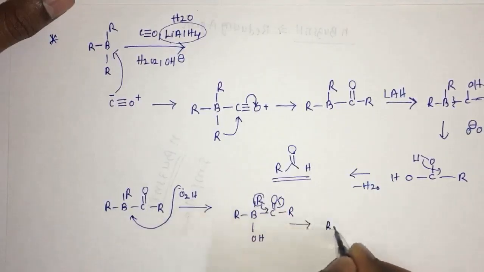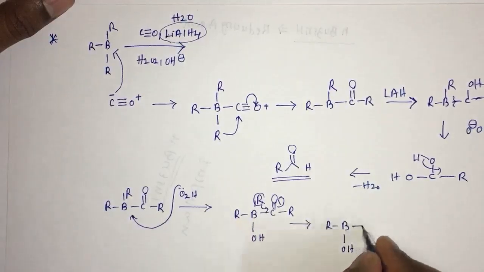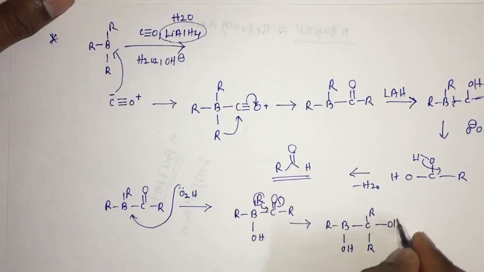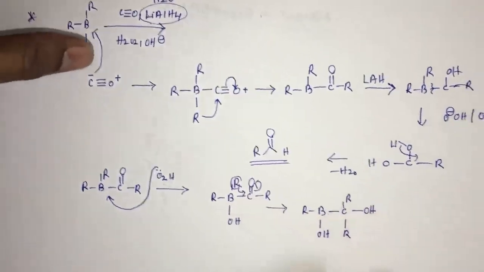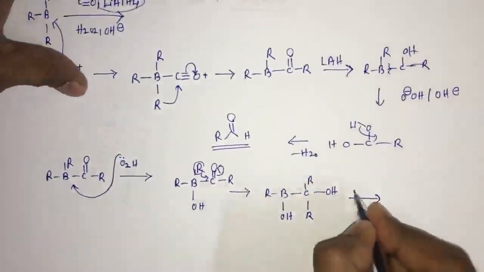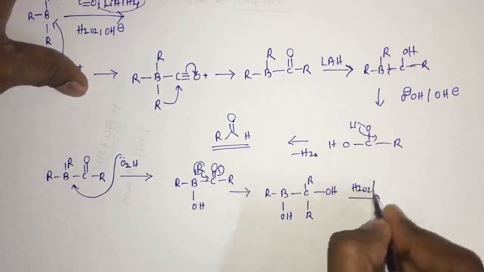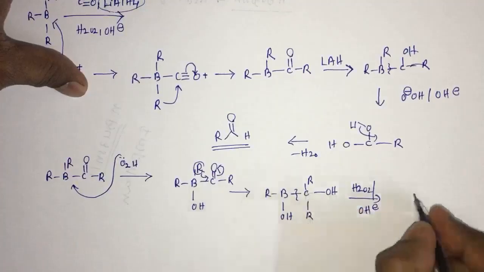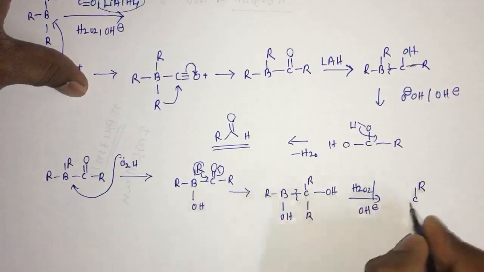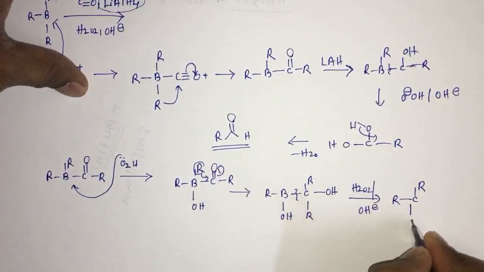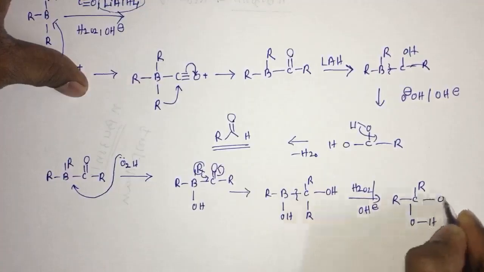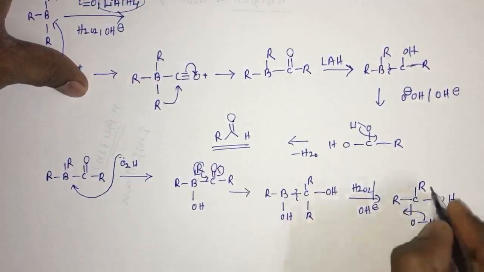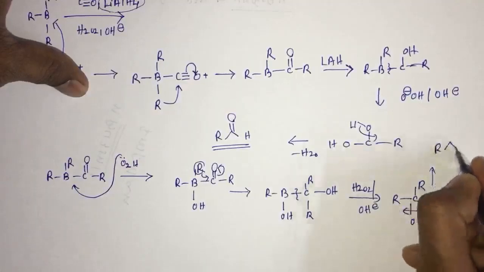R, B, OH, CR, R, OH. Now in the presence of H2O2, OH, this bond gets cleaved and OH attacks this carbon. We have R, OH and OH. So upon removing water, we have a carbonyl compound.